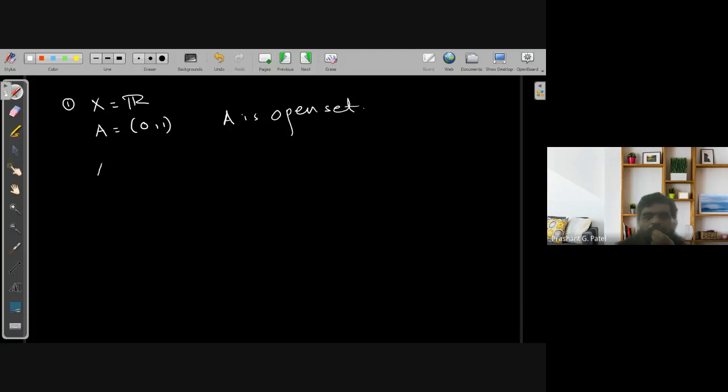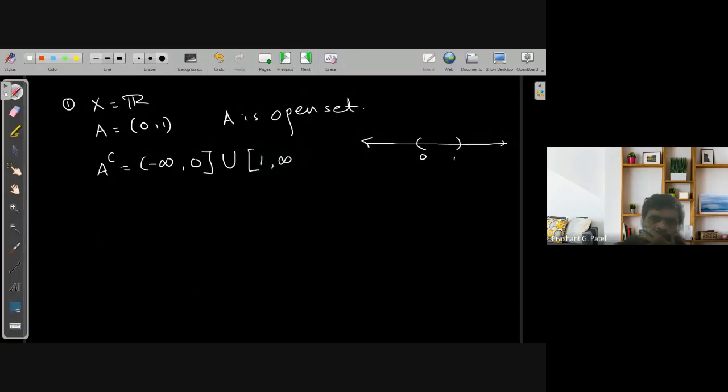What can you say about its complement? Complement of the closed interval [0, 1] as a subset of R. So this set is nothing but the open interval (-infinity, 0] union [1, infinity). This is the complement of this set. What will be the limit points? What are the limit points of this set? Now we can talk about that.